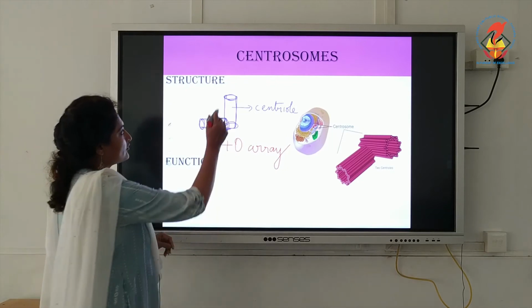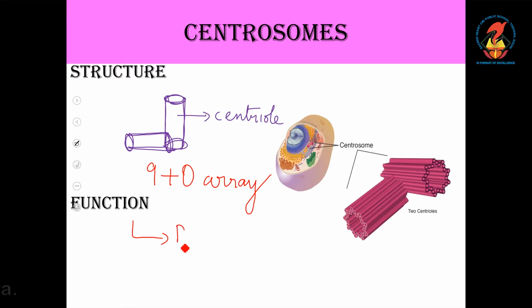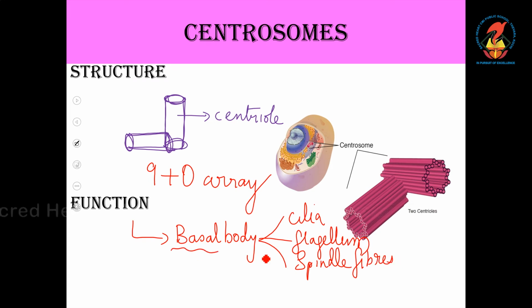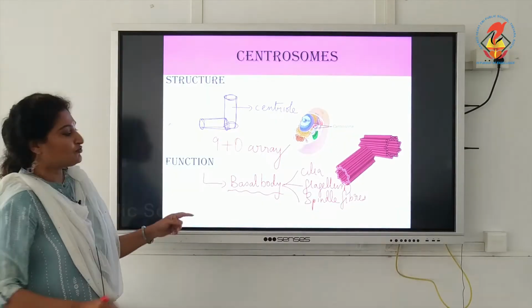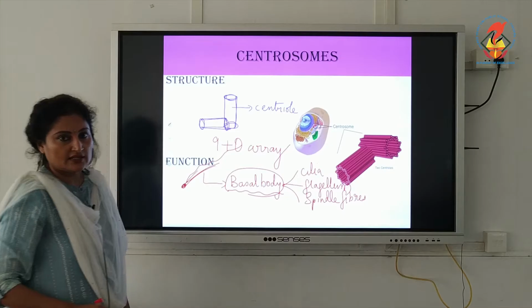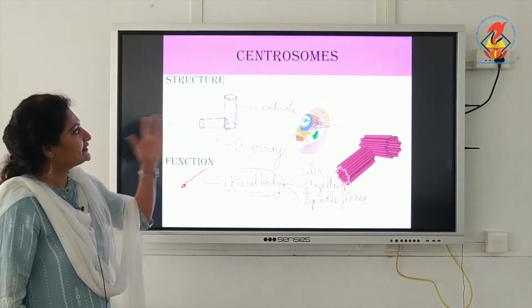Now, what is the function of the centriole or centrosome? They form the basal body for three structures: cilia, flagellum and spindle fibers. So, once again, what is the function of the centrosome? They form the basal body, the base or the basal granule, for cilia, flagellum or spindle fibers. Clear?